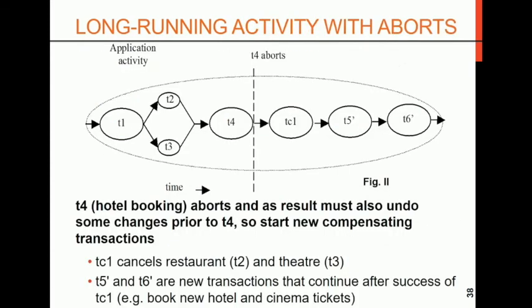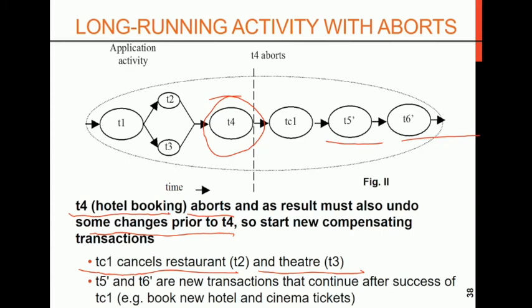So you do something like this. Let's say T4 here aborts. As a result, you might need to undo some changes prior to T4. If T4 is not possible, then you might put them into another hotel, or cancel some other activities, and, for example, book cinema tickets and another hotel. It's that idea of instead of rolling back things that have already been done, you replace things that can't be done with other things that you're able to do later on. So that's the basic idea of extended transactions.